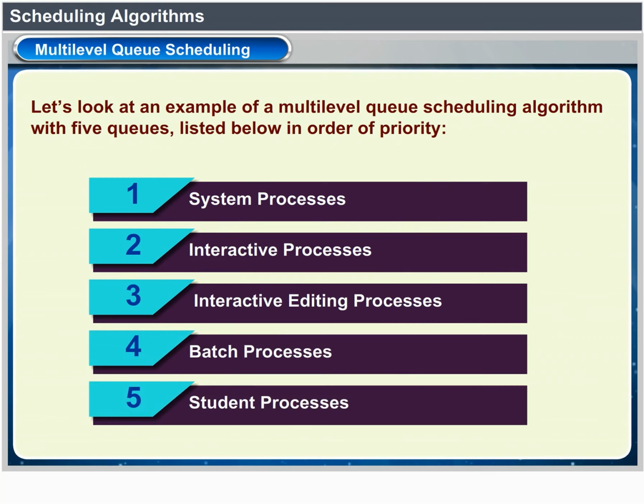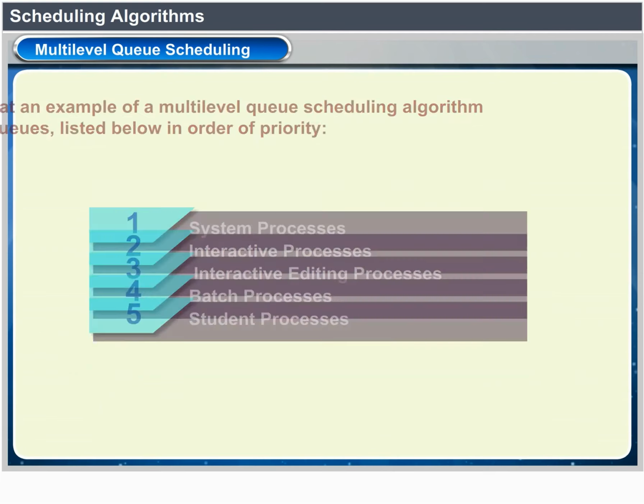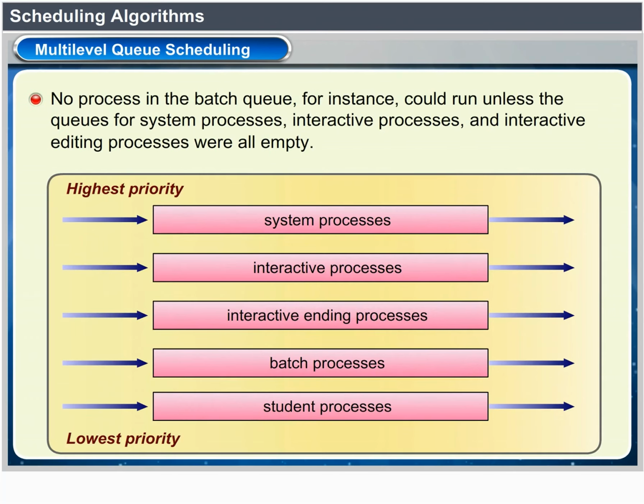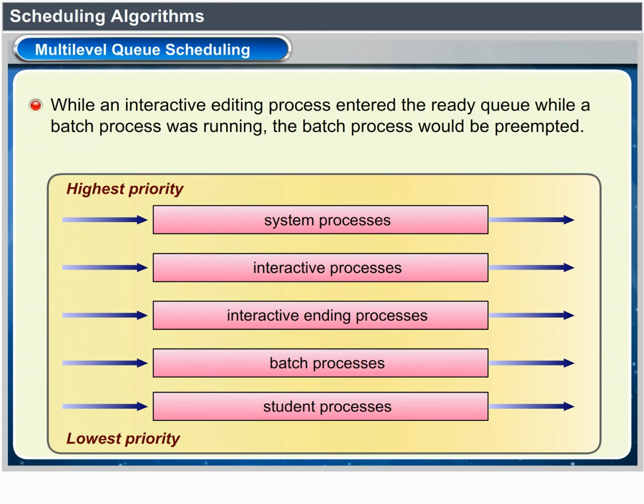Each queue has absolute priority over lower priority queues. No process in the batch queue, for example, could run unless the queues for system processes, interactive processes, and interactive editing processes were all empty. If an interactive editing process entered the ready queue while a batch process was running, the batch process would be preempted. Another possibility is to time slice among the queues.